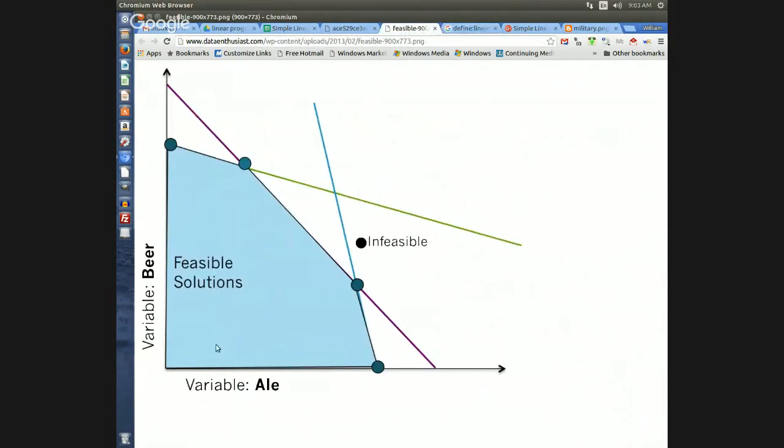So in this graphic, one bar can either sell beer or ale, right? So these are the amount of beer and ale they can sell. Outside here, they can't because they don't have enough supply. Inside the region is possible solution, but usually the optimal solution for one of these linear programming problems is on this periphery.